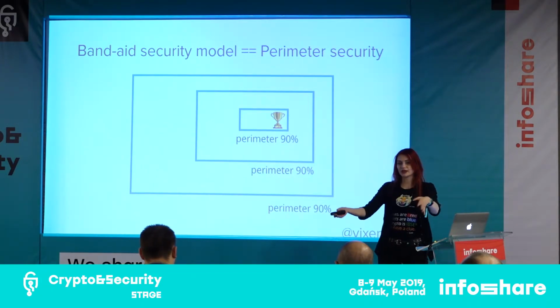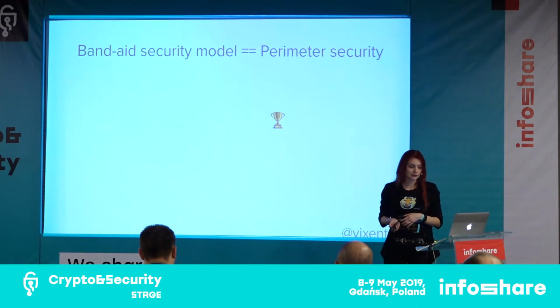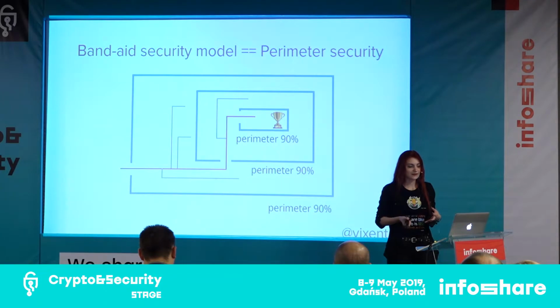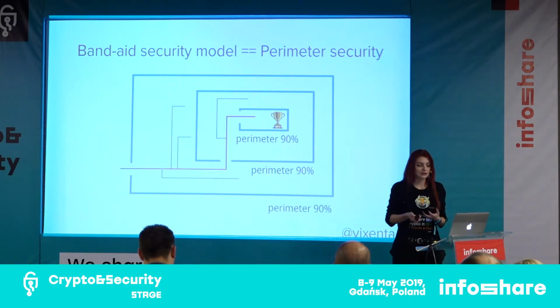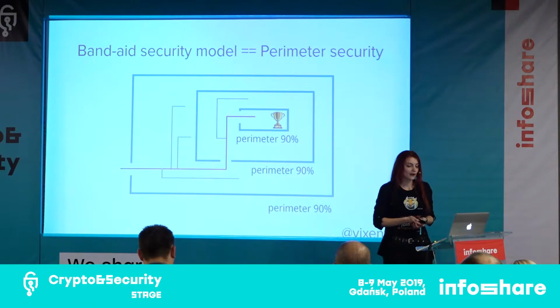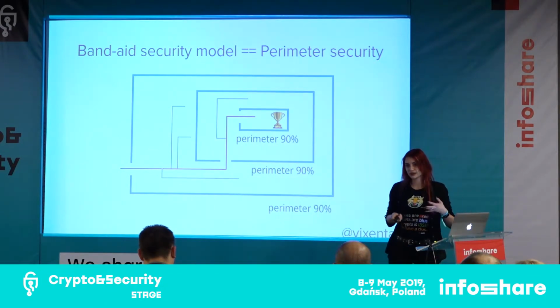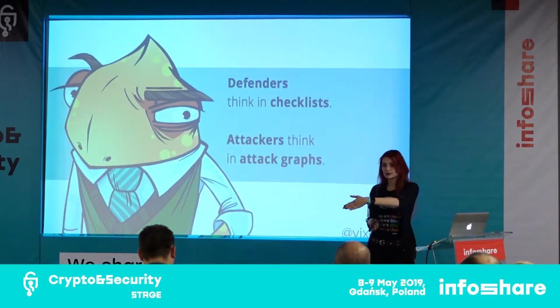And many developers believe that they build security measures like perimeters. And the more perimeters they have, the better the system is. However, attackers don't think in perimeters, they don't think in checklists. They think in something like a vulnerability path, like attack graphs. So they're moving inside perimeters one by one, checking for vulnerabilities in each of these perimeters.